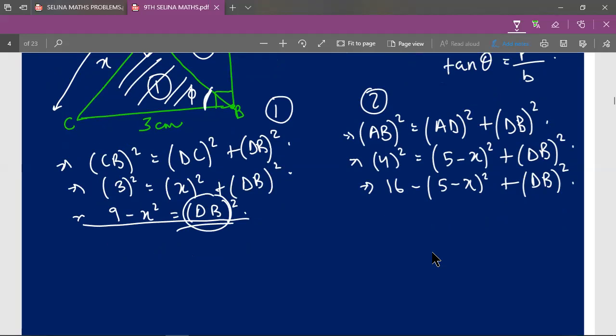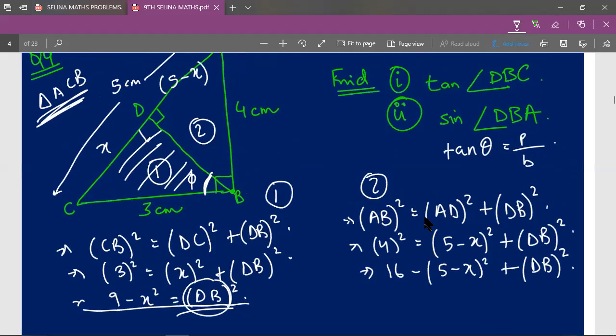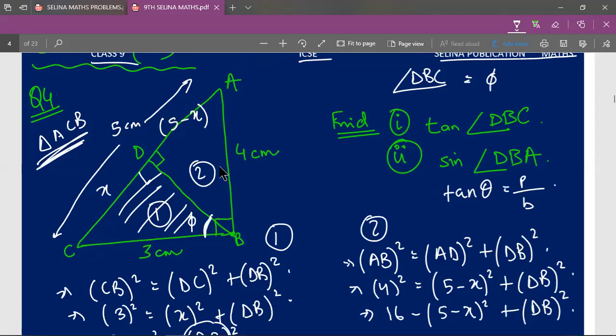Now we'll move on to the second part of the triangle. The situation is the same in both of the triangles. What it means is that in triangle DCB, the base is missing and the perpendicular is missing. Also in triangle DAB, the perpendicular is missing and the base is also missing. And the author has only given us the hypotenuse, which is the side directly opposite to the 90-degree angle.